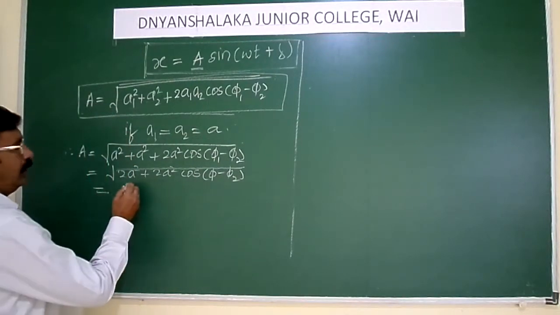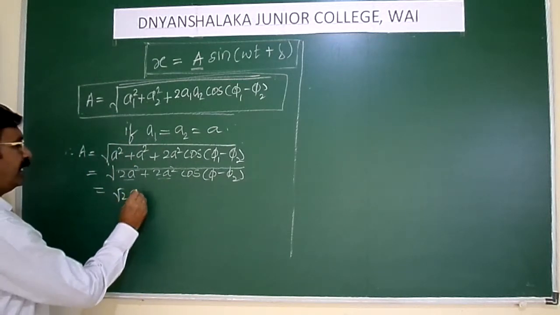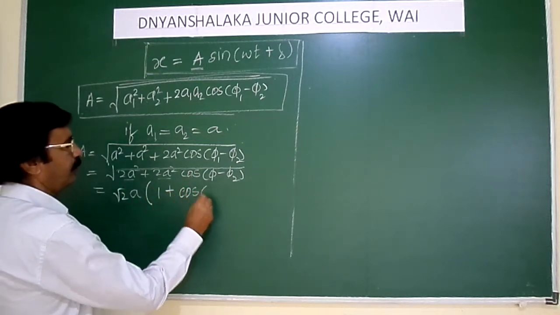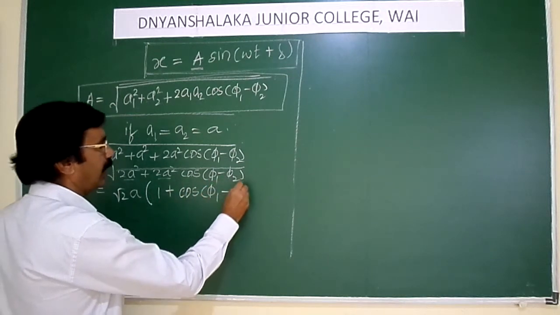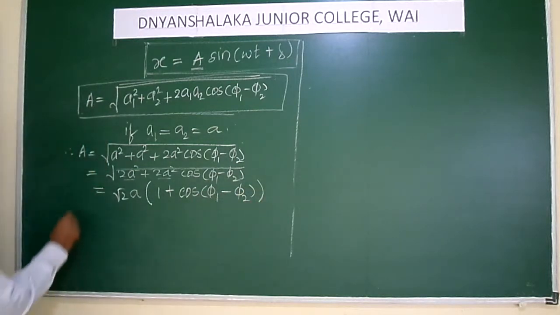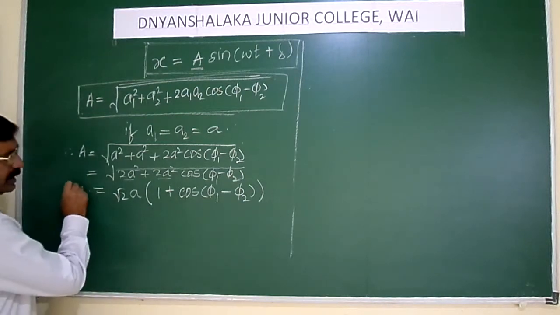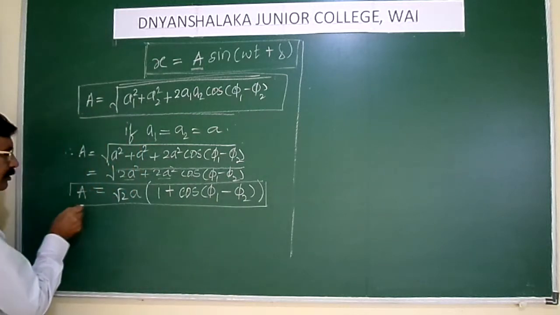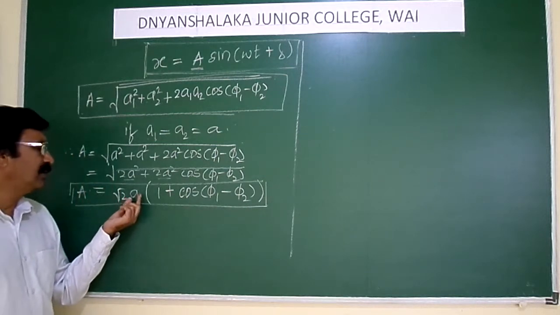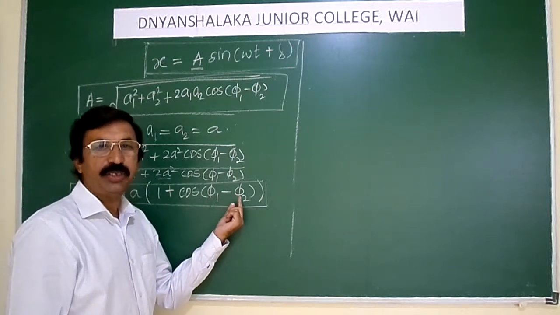So if you take 2a square common, then this will be root of 2a into bracket 1 plus cos of phi 1 minus phi 2. Yes. So this can be the expression for the two SHMs with same amplitude but different initial phases.